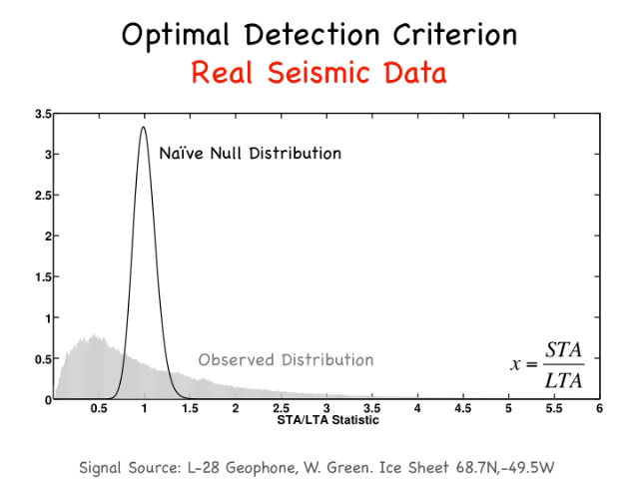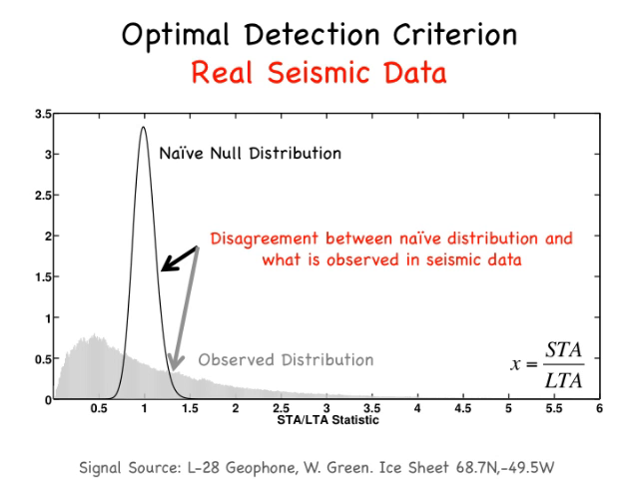An obvious question that follows this formulation is this: does this work on real data? This figure displays a null distribution for the STA-LTA statistic using real detection parameters that I selected to pick out ice quakes that originate from the Greenland ice sheet. I have assumed that the noise field is a white Gaussian random process. The gray histogram provides the observed distribution from several hours of seismic noise recorded from the vertical component of an L28 geophone.